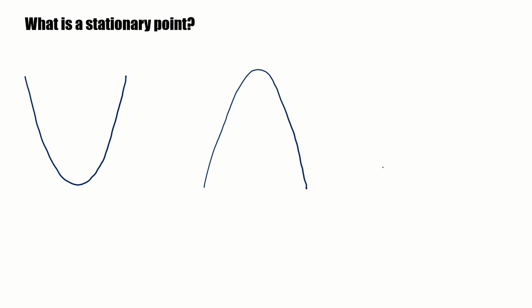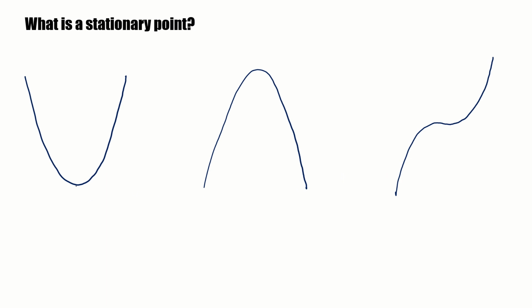Well, if you have a curve that's doing something like this, or perhaps you have a curve that's doing something like this, or even you have a curve that's doing something such as this, then these are all examples of curves that have stationary points.